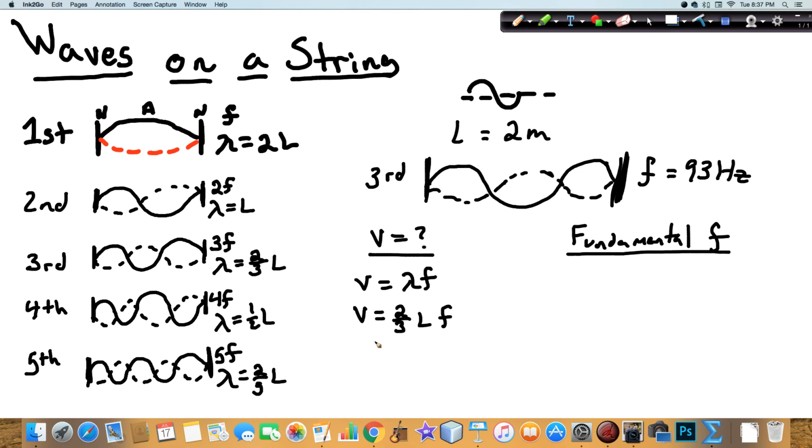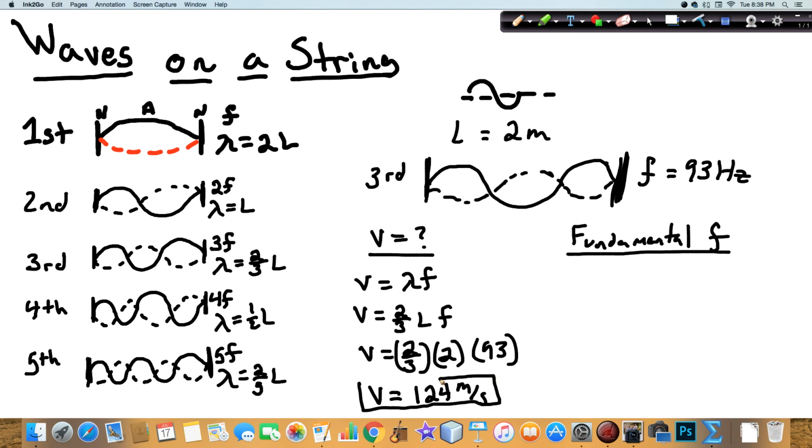And then we could just plug in our numbers. Let's see here. So the velocity is going to be equal to 2/3 times the length of the string, which is 2, and times the frequency, which is 93. Now, if you want to go ahead and pull out your calculators and figure out what this is exactly, you can do that. But I have already solved this. And if you want to go check my math, you're more than welcome to. But the velocity of this wave on a string will be 124 meters per second. So that's how fast the wave is traveling through this particular string right here.